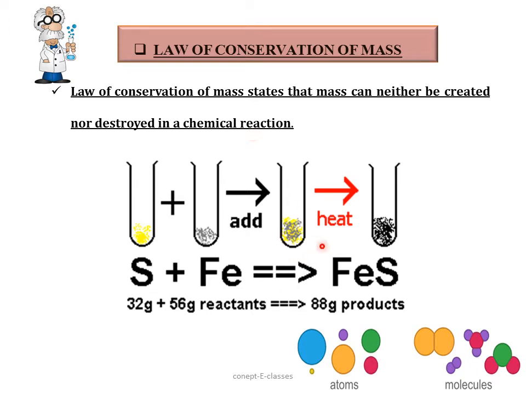Here when we heat this mixture, a chemical reaction takes place and we get a new product, which is iron sulfide. Now if we take the mass of these two reactants, for sulfur we took 32 grams and iron 56 grams, so we get a total of 88 grams of reactants. And if we consider the mass of this product, it is 88 grams. So in this chemical reaction, the total mass of reactants is equal to the total mass of the product. There is no change in the mass. The mass is the same. Hence the law of conservation of mass is satisfied here.